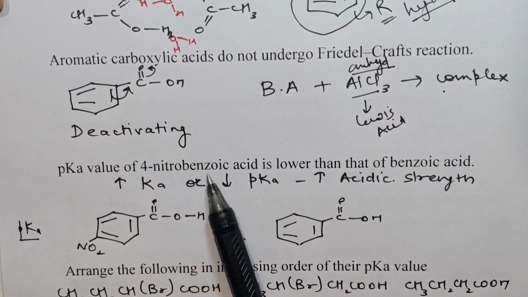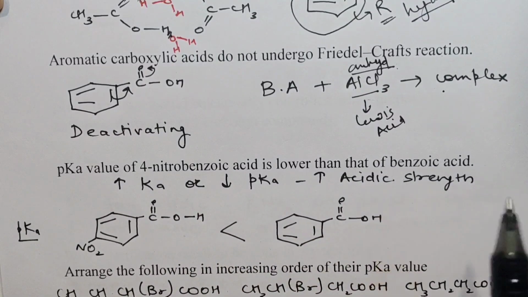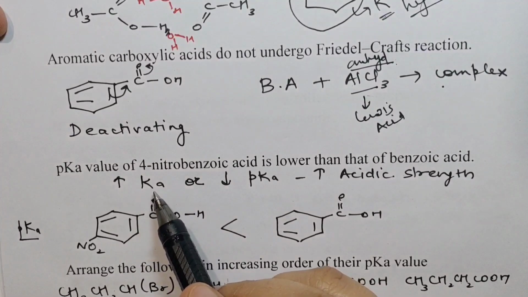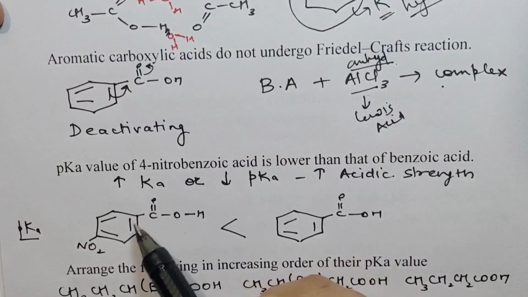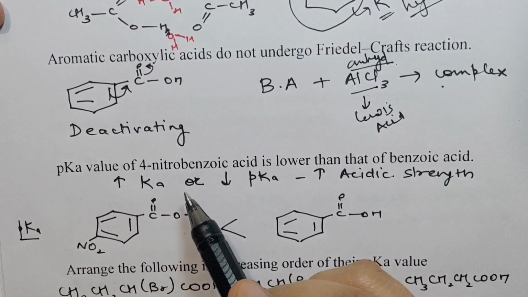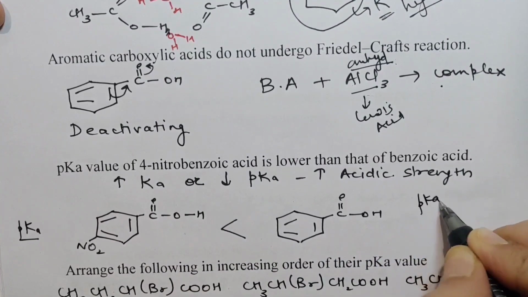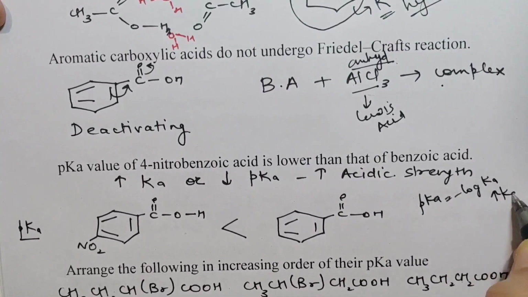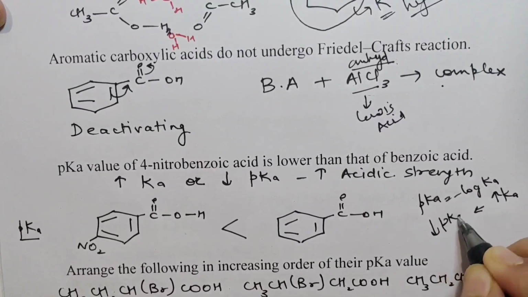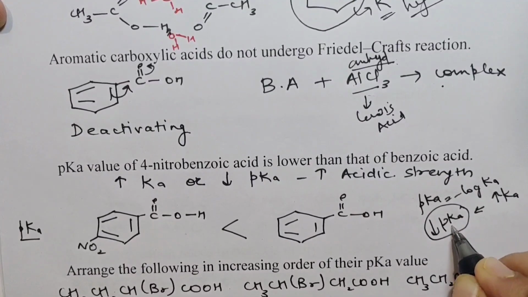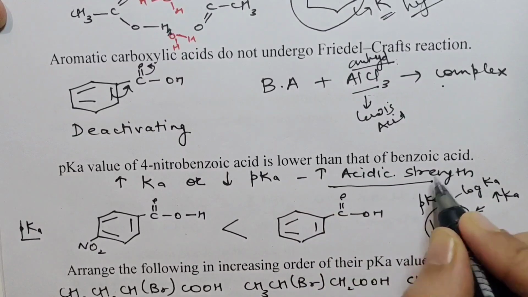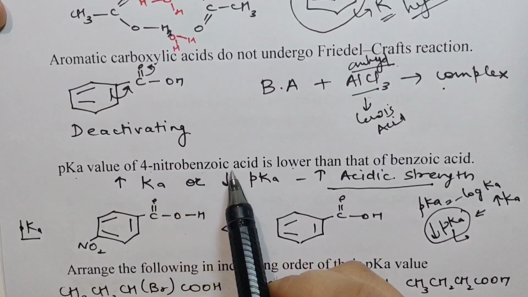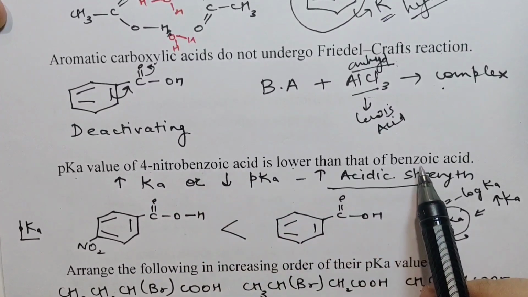The pKa value of 4-nitrobenzoic acid is lower than that of benzoic acid. Now, first of all, let's clear what pKa means. Ka is directly proportional to acidic strength. Higher the Ka, higher the acidic strength. And since pKa is negative log of Ka, higher Ka would mean lower pKa. So basically, lower pKa means greater acidic strength. So if the pKa value of 4-nitrobenzoic acid is lower, that means 4-nitrobenzoic acid is actually a stronger acid than benzoic acid.